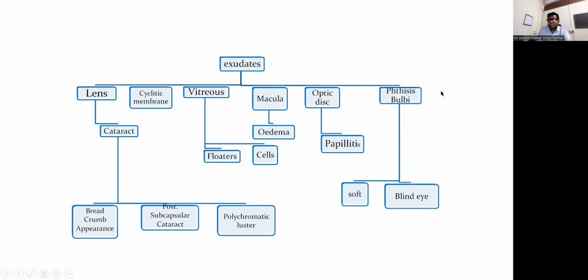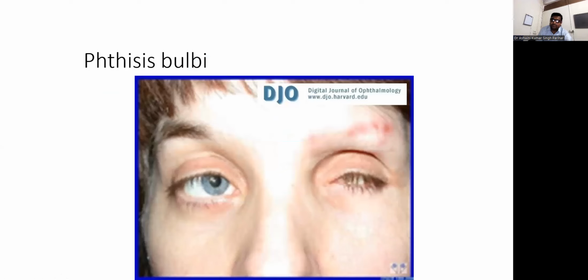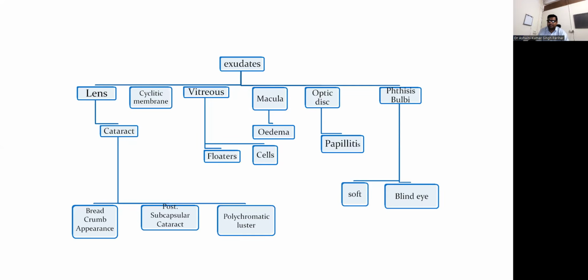And the last stage, phthisis bulbi, which is seen at the end if the patient has not been treated or it does not resolve. That can lead to complete loss of vision, and then the patient will have a blind eye, and over time the eye will start shrinking and reduce in volume as well as in mass, and the condition is known as phthisis bulbi.